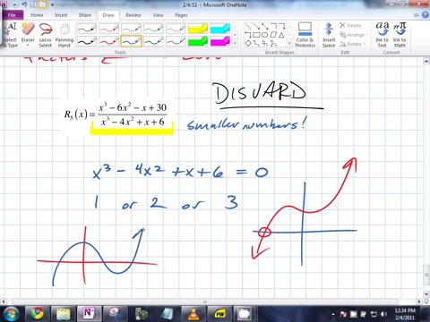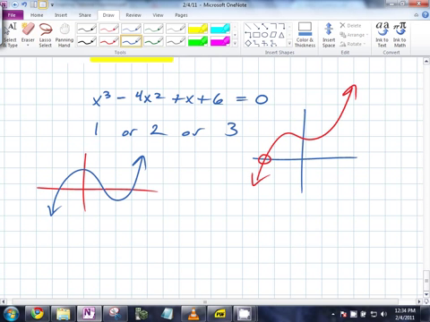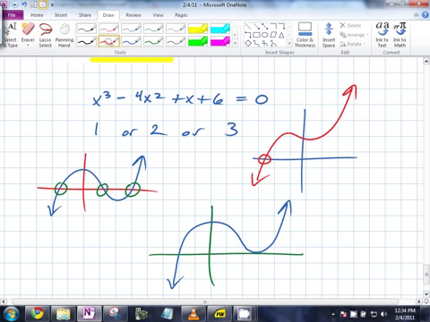Let's say you figure them all out. Let's say there were 3 of them. Let's say the 3 zeros were R1, R2, and R3. If these are zeros, what do the 3 factors have to be?